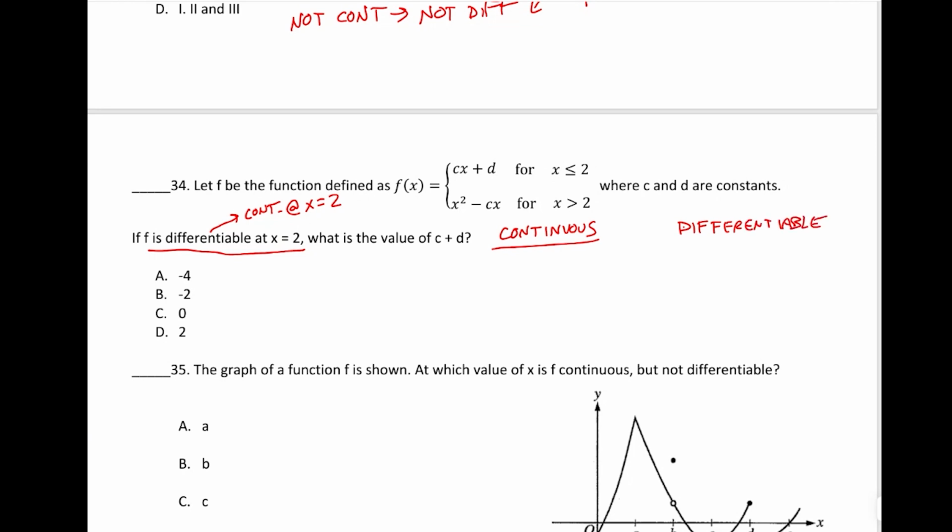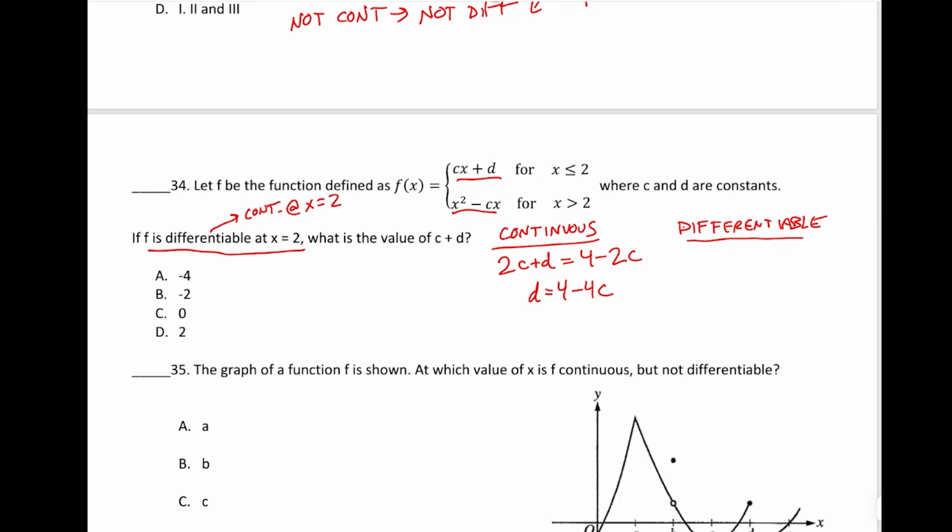So because the function is continuous at x equals 2, that means these two pieces must be equal at x equals 2. So 2c plus d has got to be equal to 4 minus 2c. Basically I just plugged in 2 for all the x's and set these equal to each other. Now, if I solve this for d, and really you can manipulate this any way you want, but I notice that d is all by itself. Its coefficient is 1, so it'll be easy to solve for. So I have d equals 4 minus 4c. Okay, so that's one equation that we have.